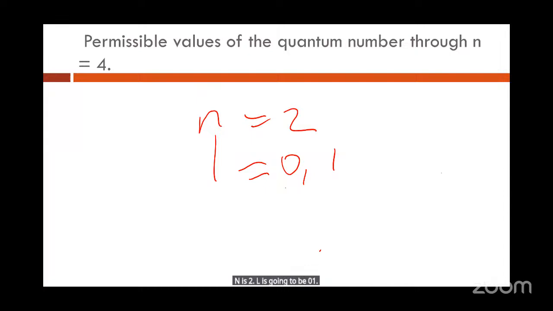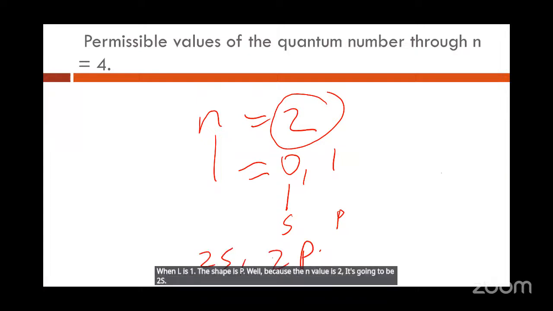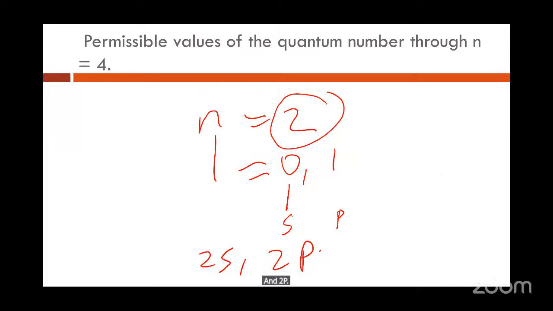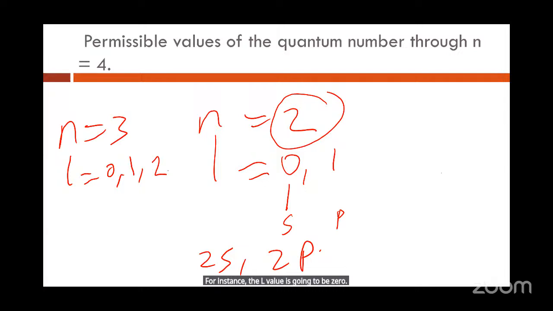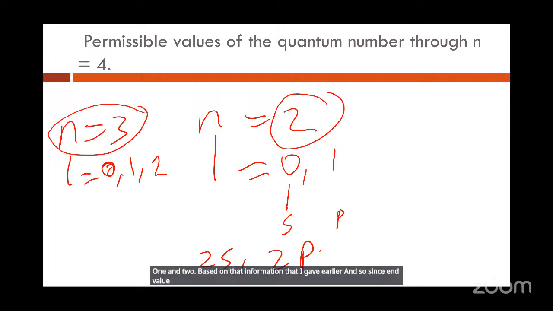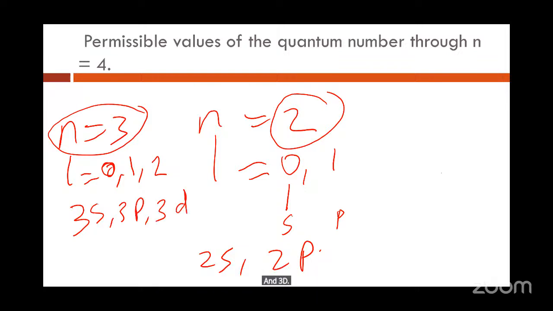And remember, we said when L is 0, the shape is s. When L is 1, the shape is p. But because the n value is 2, it's going to be 2s and 2p. If you are looking at when n is 3, for instance, the L value is going to be 0, 1, and 2, based on the information that I gave earlier. And so since the n value is 3, then you are talking of 3s, 3p, and 3d.